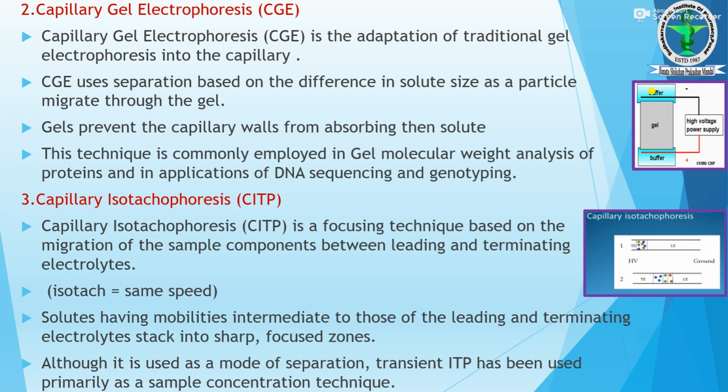CGE is used for separation based on the difference in the solute size as particles migrate through the gel. If the solute size is different, we can separate on that basis. The gel prevents the capillary walls from absorbing the solute. This technique is commonly employed in molecular weight analysis of proteins and in applications of DNA sequencing and genotyping. That is where it is used.